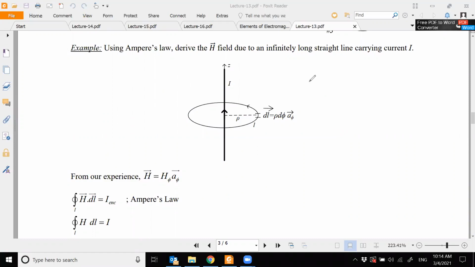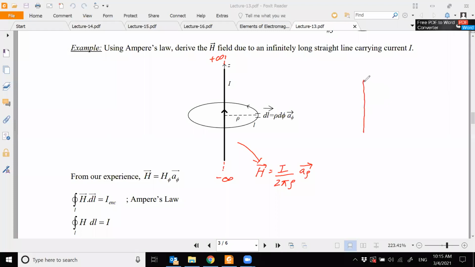Okay. So just two minutes on Ampere's law. This is very important. For this infinite line, I applied Ampere's law, because this was going to minus infinity and this was going to plus infinity, right? And from Ampere's law, I got the expression H bar is I over 2 pi rho, A phi. Now, my question is, this is for infinite.